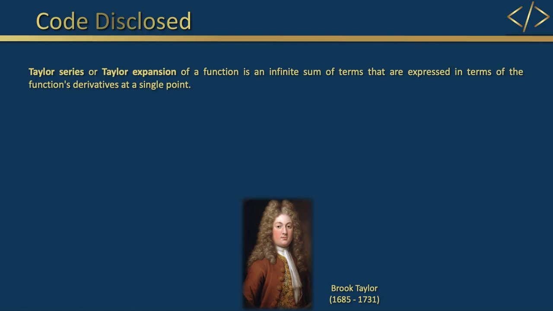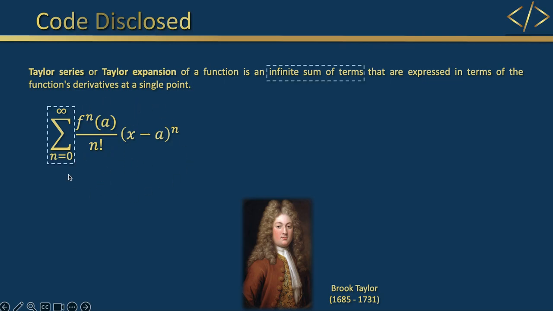So to put it into math notation, this is what the Taylor series looks like. As we said, Taylor series is an infinite sum of terms. So I have n equals 0 to infinity, and n here represents the derivative of the function. So it's an infinite sum of terms expressed in terms of the function's derivative. When n is 0, you take the 0th derivative. n is 1, first derivative, n is 2, second derivative, and so on and so forth, at a single point, which is a, and this single point can be any real value.